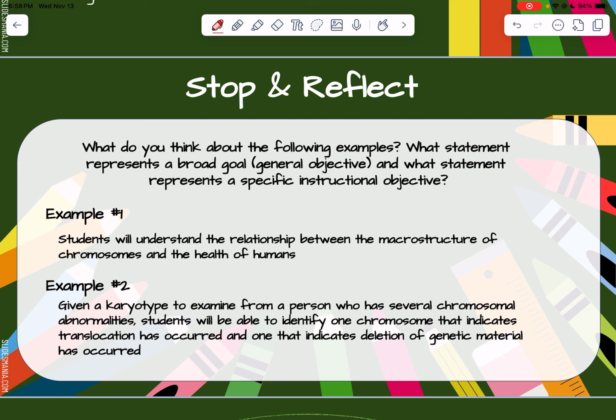Example 1: students will understand the relationship between the macro structure of chromosomes and the health of humans. Example 2: given a karyotype to examine from a person who has several chromosomal abnormalities, students will be able to identify one chromosome that indicates translocation has occurred and one that indicates deletion of genetic material has occurred.